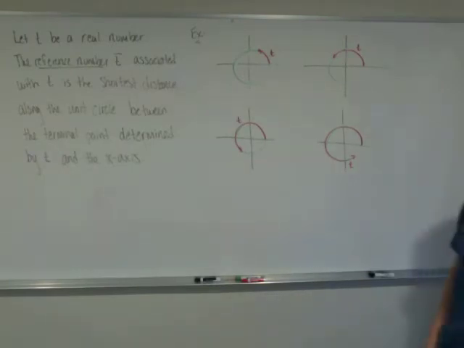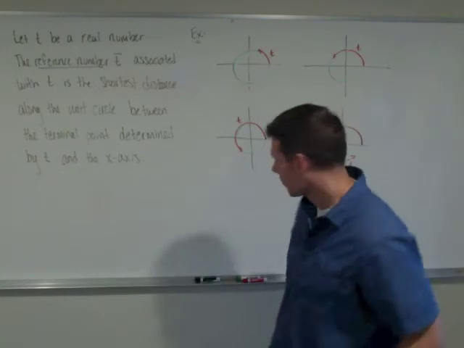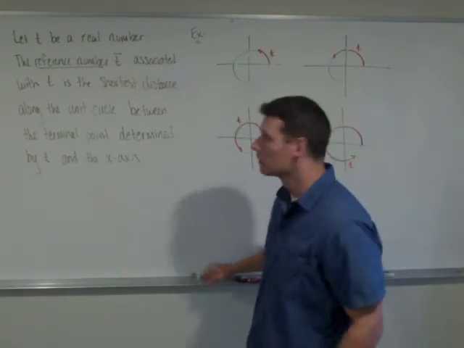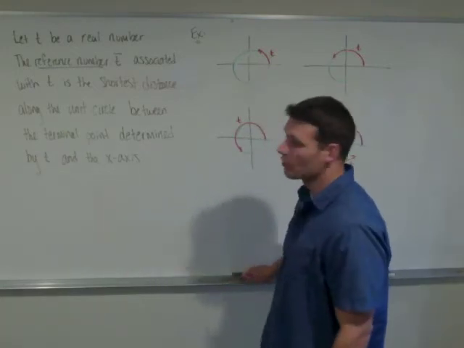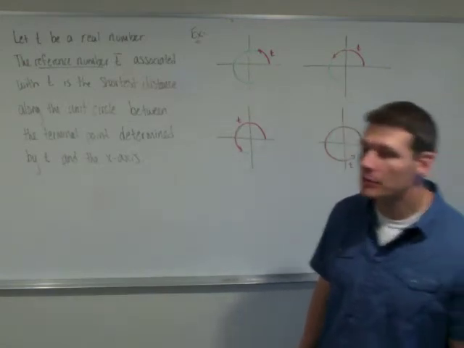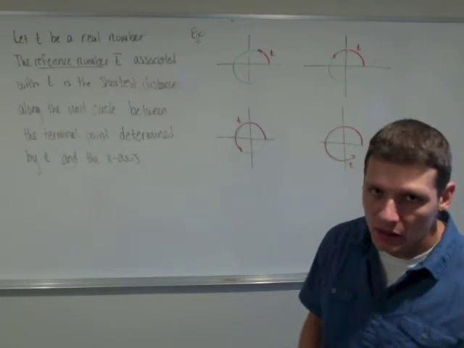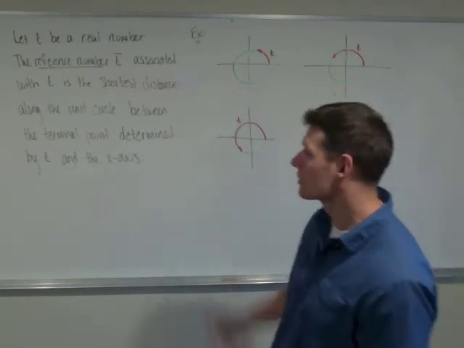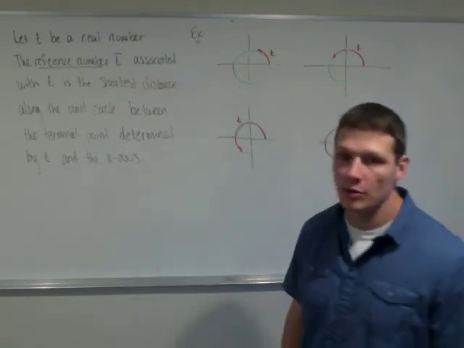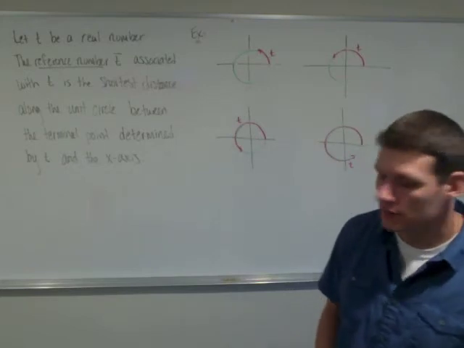Okay, we're on 5.1 right now. We're talking about reference numbers. So let's define what a reference number is. Let t be a real number. The reference number t bar associated with t is simply the shortest distance along the unit circle between the terminal point determined by t and the x-axis.